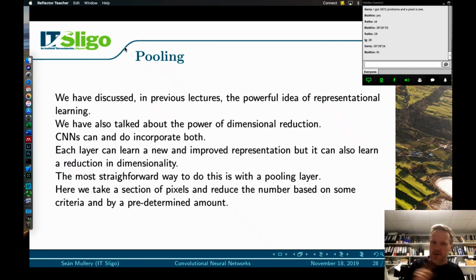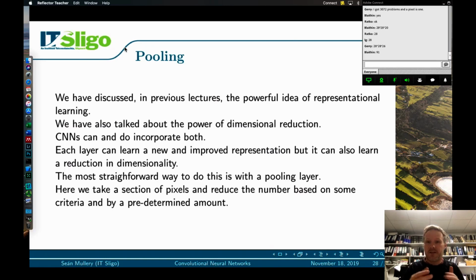Convolutional neural networks can and do incorporate both of these. Each layer can learn a new and improved representation, but it can also learn to reduce the dimensionality in each case. The most straightforward way is to just reduce the dimensionality of the X and the Y in each particular case.